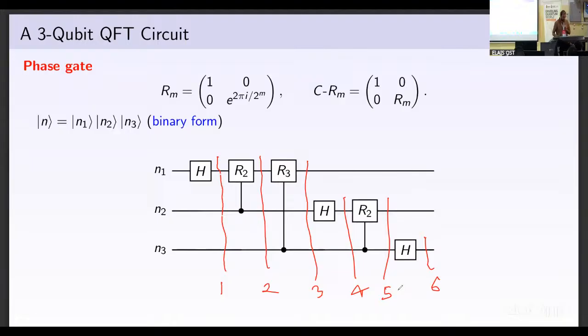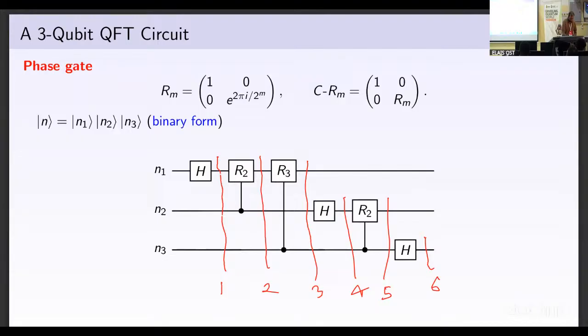We have to trace the evolution of the direct product of these 3 qubits, that is the states n1, n2, n3, along this whole path. So at the application of each gate, we check how the state looks, and finally at the sixth step, we have our target state. So let's quickly go through how it looks.